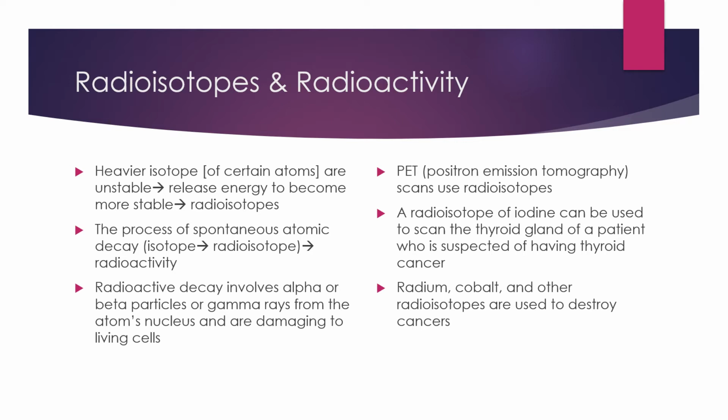An example of something real world that uses radioisotopes is a PET scan. A radioisotope of iodine can also be used to scan the thyroid gland of a patient who is suspected of having thyroid cancer. Radium, cobalt, and other radioisotopes are used to destroy cancer. So ionizing radiation does not damage atoms in its pathway directly. Instead, it sends electrons flying, which do the damage. They're used in minute amounts to tag biological molecules so that they can be followed through the body. So that would be how they're used in imaging.